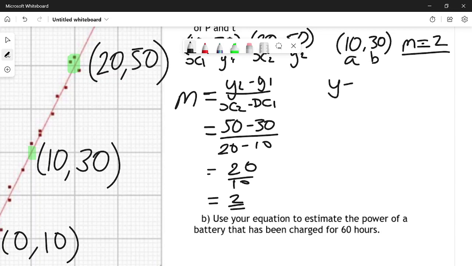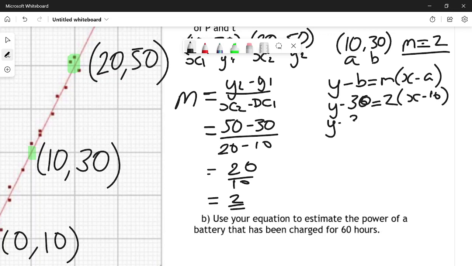And we're just doing the same thing as we would in a straight line question. We're subbing those into y minus b equals m bracket x minus a. So it's going to be y minus 30 equals 2 bracket x minus 10. So y minus 30 equals 2x minus 20. So if we add the 30 to both sides, it's going to be minus 20 add 30, which is 2x plus 10.